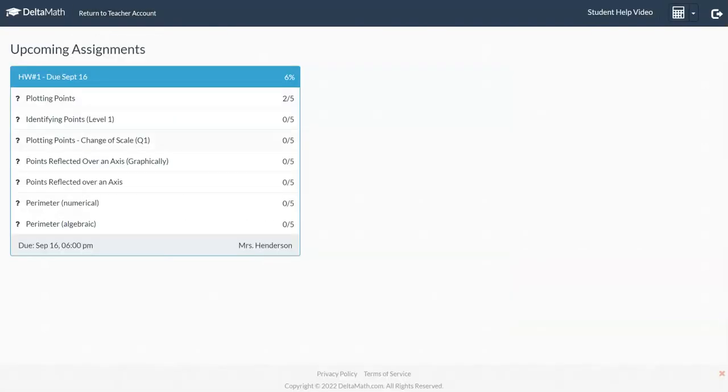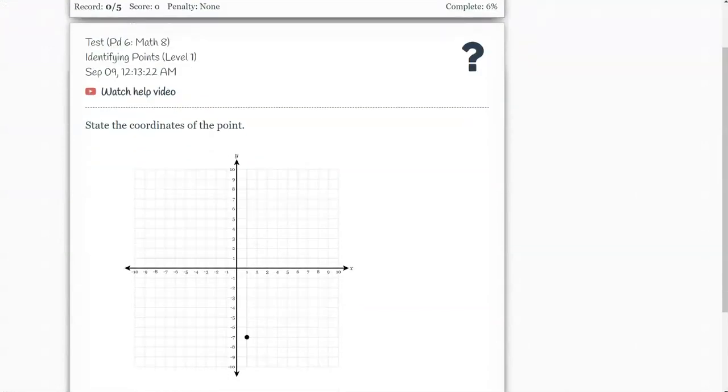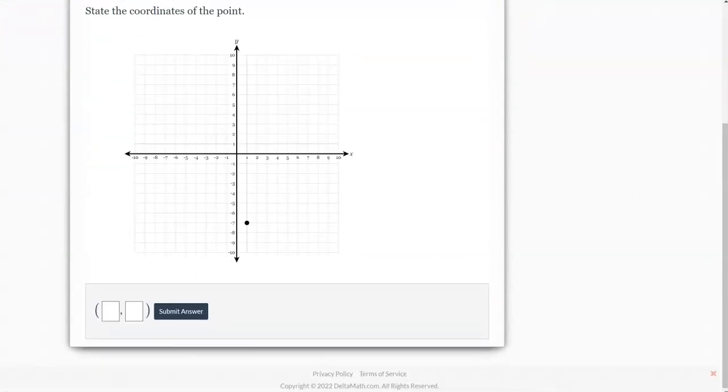All right, let's try the next topic, which is identifying points, which is the reverse of what we just did. They're going to show you a point on the coordinate plane, and you're going to have to type the numbers down here. Remember, starting from the origin, you're going to move left or right first. So in order to get to that black point, I have to move 1 to the right. So I'm going to put a 1 here. And then in order to reach that point, I'd have to go down 7 units. So I'm going to put a -7 there.